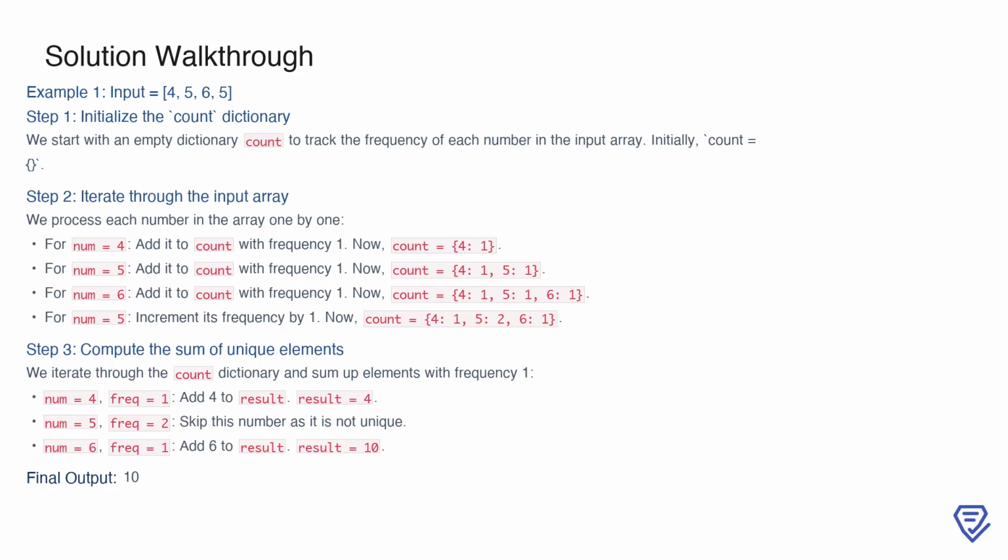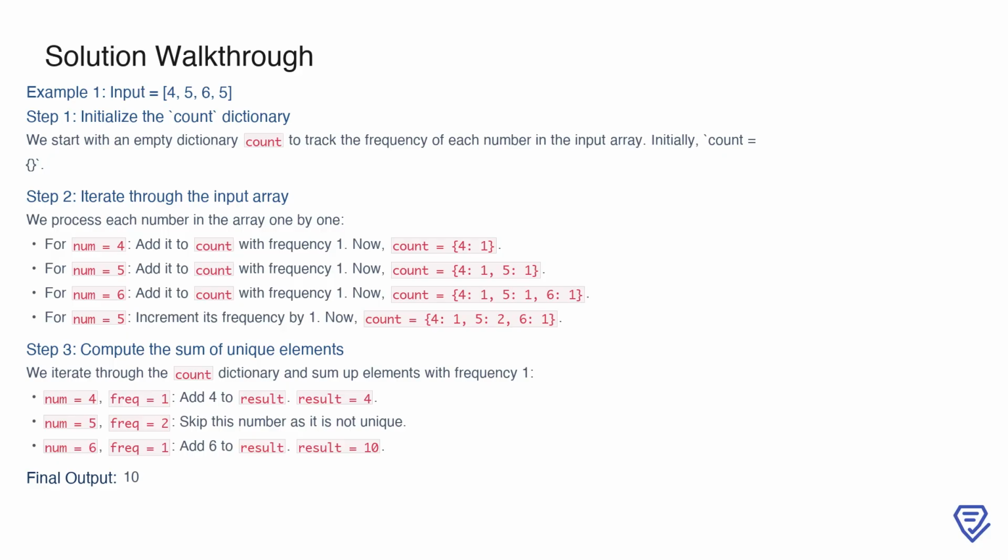Next, we process the number 5 and add it to count as well, updating the dictionary to {4: 1, 5: 1}. Then we process the number 6, which also gets added with a frequency of 1, resulting in {4: 1, 5: 1, 6: 1}. Finally, we see the number 5 again. This time, instead of adding it, we increment its frequency to 2, so the dictionary becomes {4: 1, 5: 2, 6: 1}.